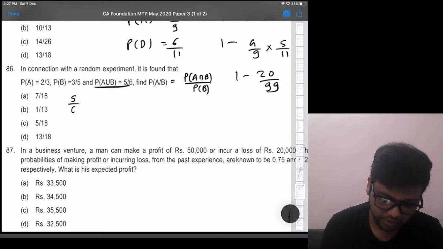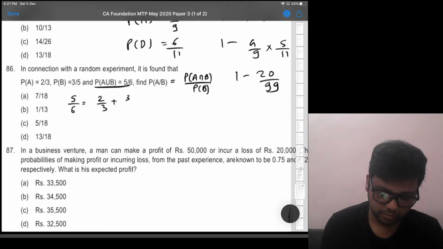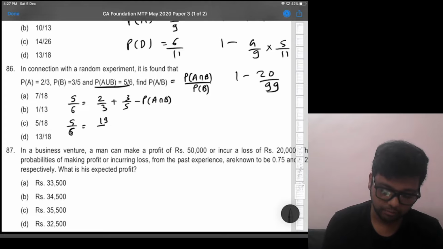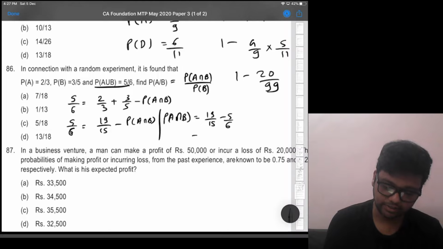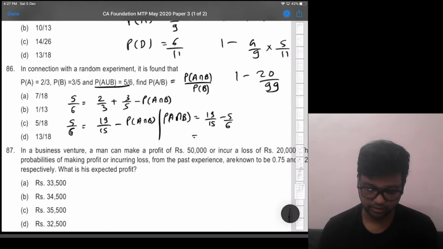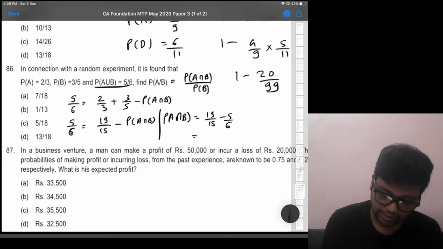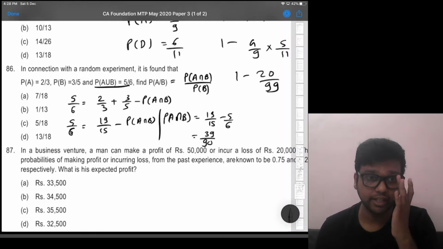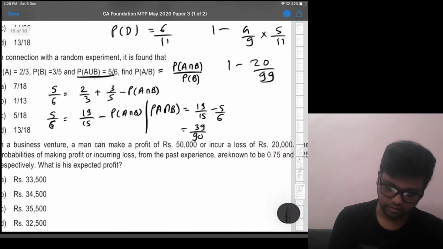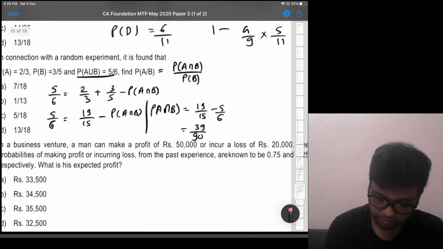We know that probability of A union B is equal to P of A plus P of B minus P of A intersection B. So 5 by 6 will be equal to, if we cross multiply this, 10 plus 9, 19 by 15 minus probability of A intersection B. So probability of A intersection B will be what? 19 by 15 minus 5 by 6. So that is going to be how much? 19 into 6 plus 15 into 5 minus, 39 by 90. If you want, you can reduce it to 13 by 30. That is okay. So I hope everyone has understood this, so that I'll erase this part.